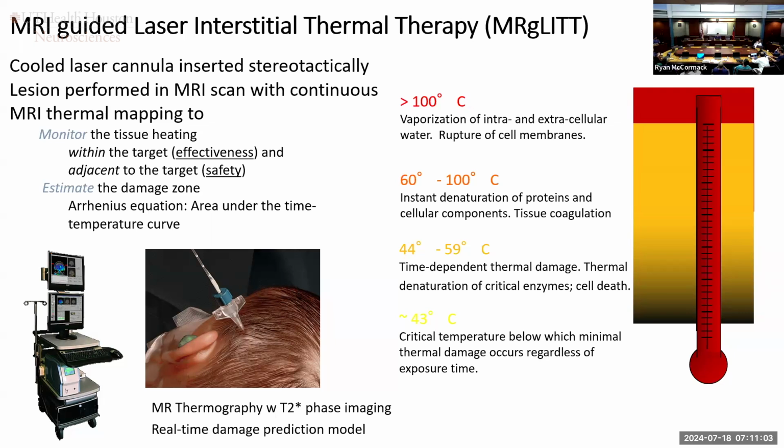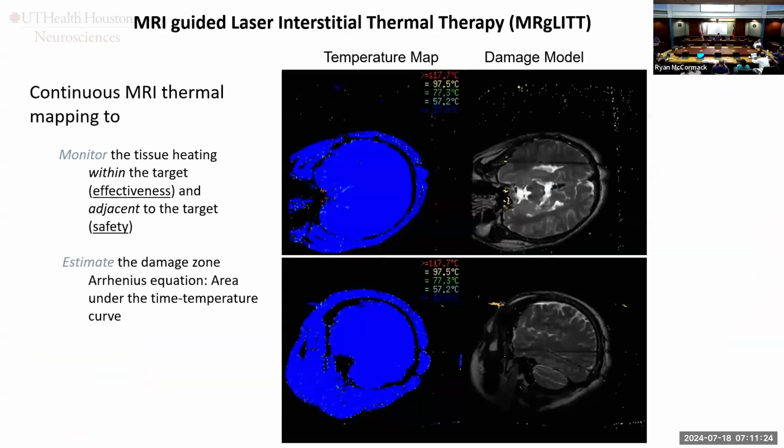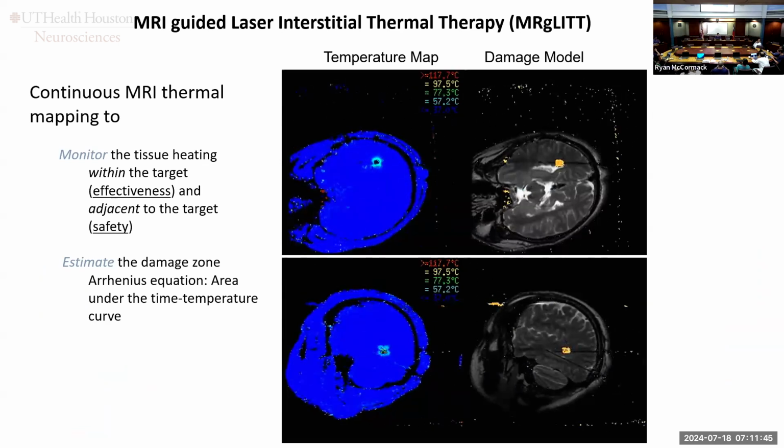And using the Arrhenius equation, you're able to use the area under the time-temperature curve to actually see as tissue is dying. Basically, this range here is the golden window for when we're able to kill the cells and not hurt anything else. You can visualize this very well as seen here. This is the combination of a temperature map and damage model in these patients, where we can see the temperature at the site of the laser probe, and then also, using the equation as described earlier, the temperature over time to look at the damage that's happening.